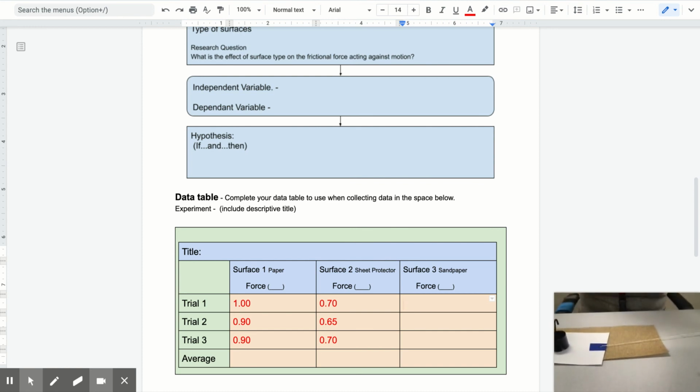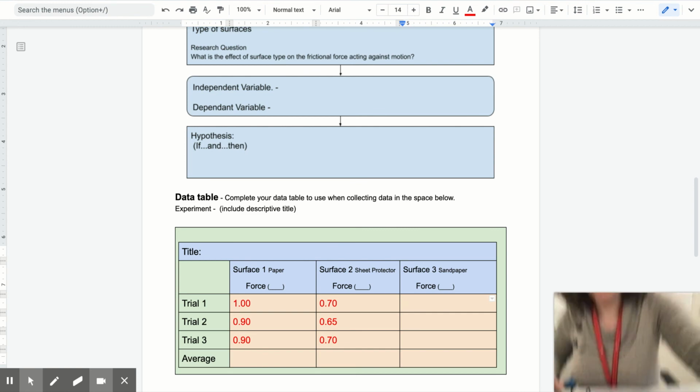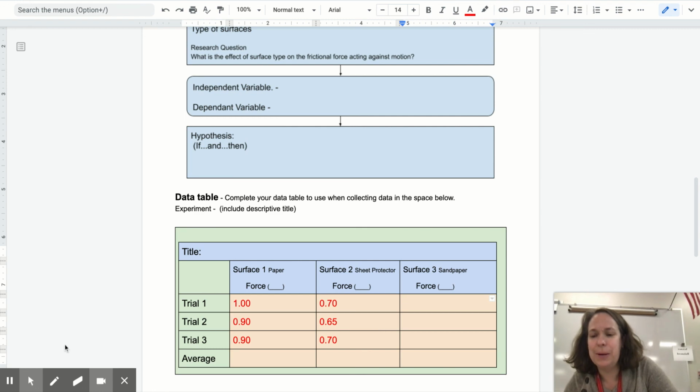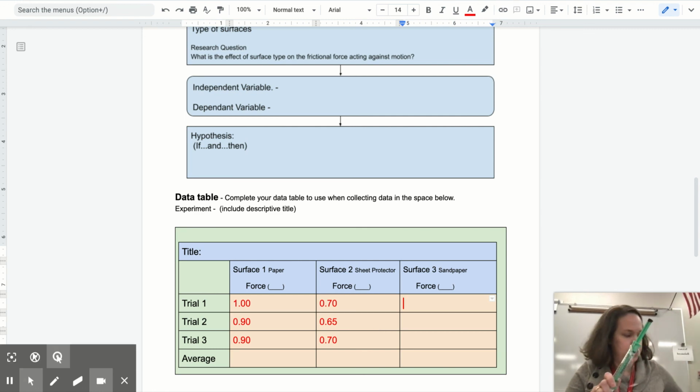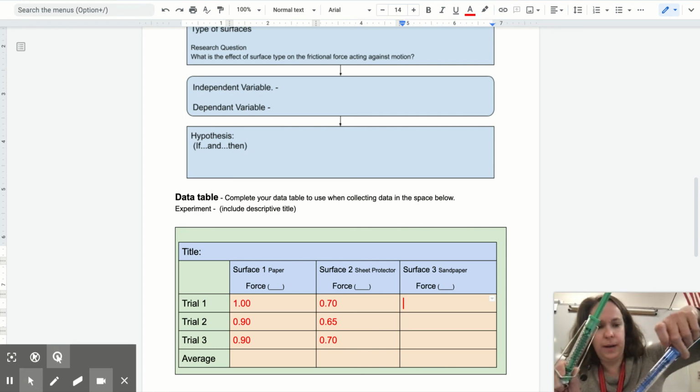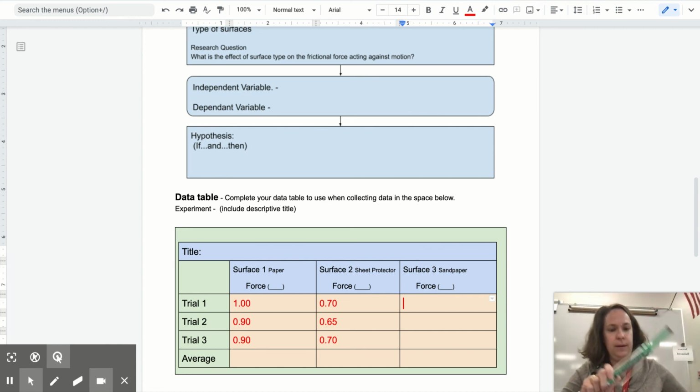Take a look. And uh-oh. I need a different spring scale. I'll be right back. So I just switched my spring scale from a 2.5 Newton to a 5 Newton, and that should help me get my reading. There's just way too much friction for me to be able to use the 2.5 Newton one.